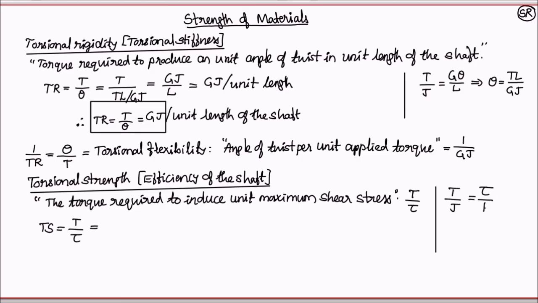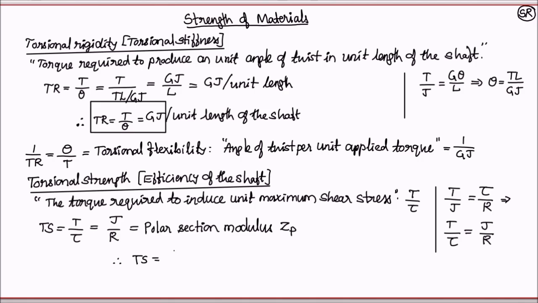And from the torsion equation, T by tau is nothing but J by R. So J by R I have written. But J by R is nothing but the polar section modulus, Zp. So I can write TS is equal to T by tau is equal to Zp. So torsional strength is equivalent to the polar section modulus of the shaft.